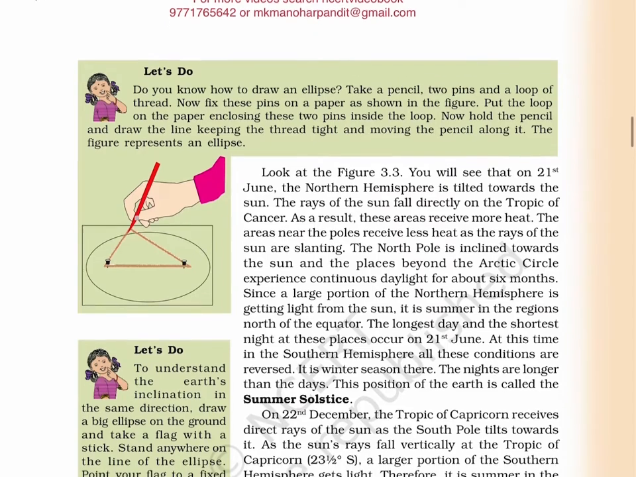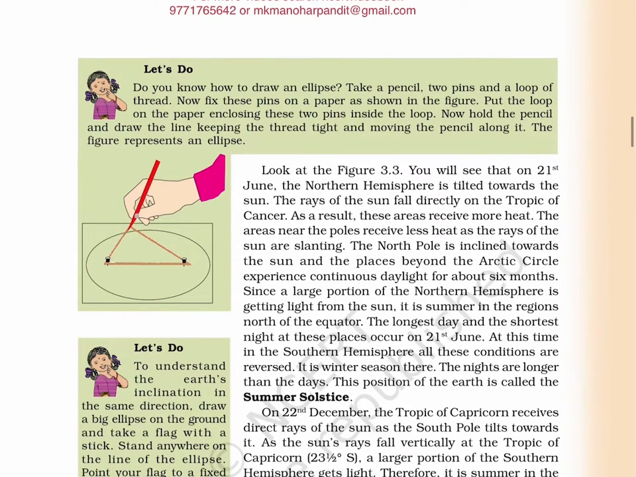Look at figure 3.3. You will see that on 21st June, the northern hemisphere is tilted towards the Sun. The rays of the Sun fall directly on the Tropic of Cancer. As a result, these areas receive more heat. The areas near the poles receive less heat as the rays of the Sun are slanting.